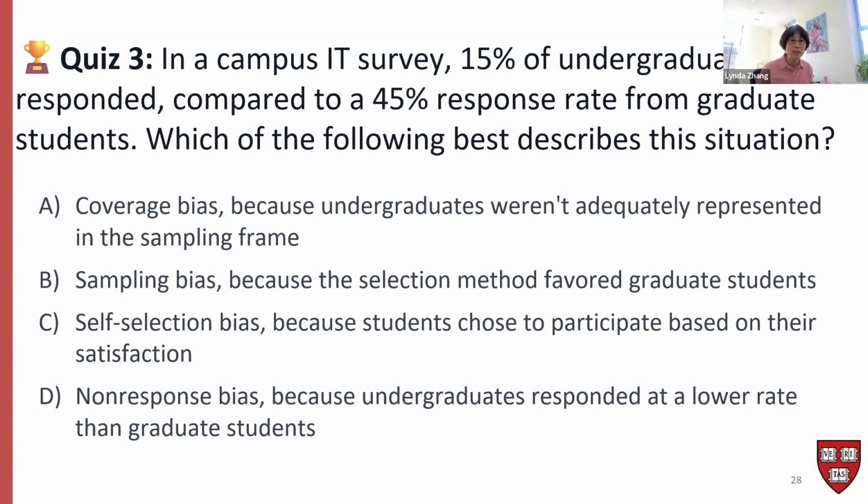This actually didn't mention it's a satisfaction survey, so it is mostly about lower response rate by different demographic groups. So D is a definite correct answer. Thank you. You have answered it. Most of you have a correct answer. It's great.